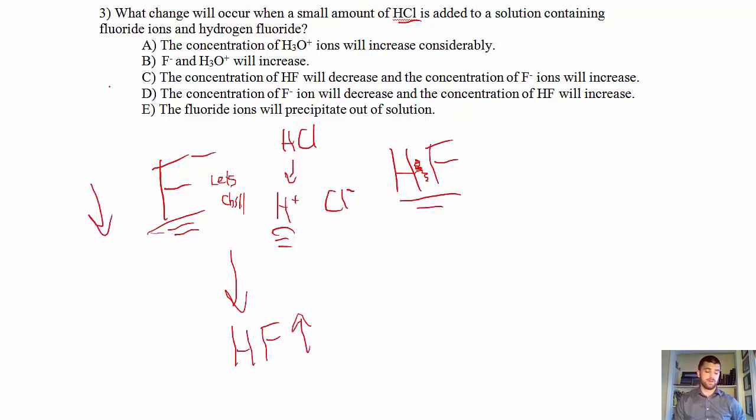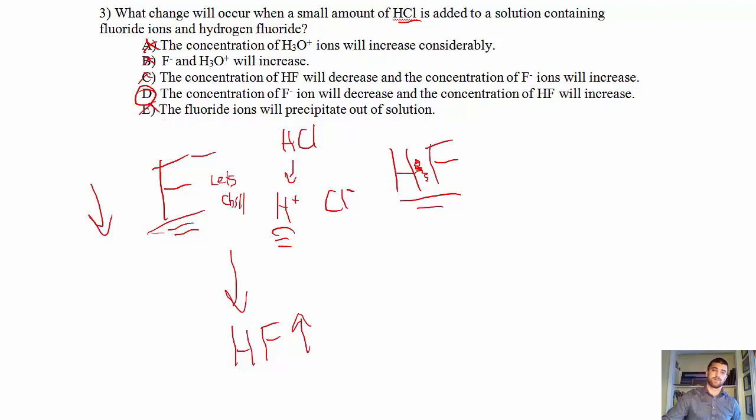And if we take a look, I believe choice D says that. Concentration of F minus ion will decrease and HF will increase. All right, bada bing, bada boom. You might think, well, hey, wouldn't H3O plus ions increase considerably? No, because it's a buffered solution. F minus and H3O plus will increase. No, F minus actually decreases. Concentration of HF will decrease. No, that's the exact opposite of what will happen. Fluoride ions will precipitate out of solution. No.